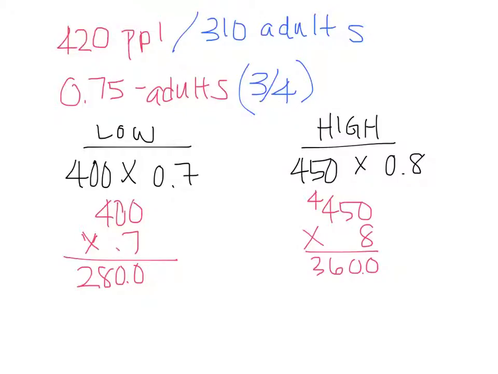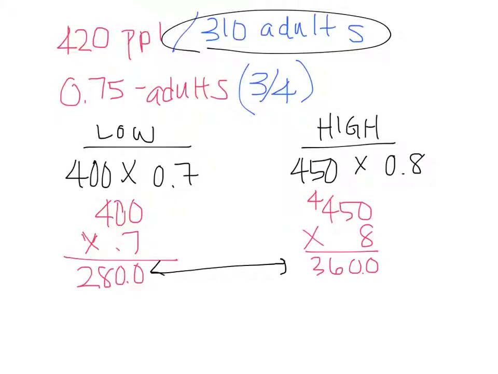So if it's somewhere between this and this, does 310 adults, is that a reasonable answer? Yes, it is. So Ronaldo's guess of 310 adults is a reasonable answer, because it falls somewhere between what the low estimate and the high estimate would give you.